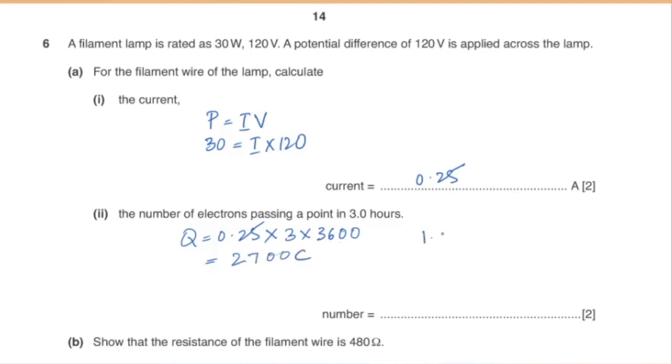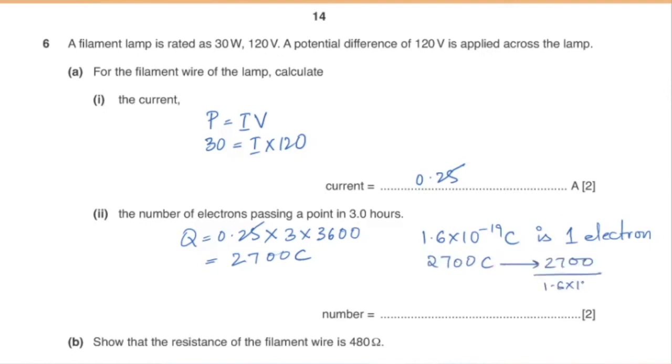Now, a charge of 1.6 × 10^-19 coulomb is that of 1 electron. So 2700 coulombs means that 2700 divided by 1.6 × 10^-19 is the number of electrons that pass through the filament wire of the lamp in 3 hours, and that is 1.7 × 10^22.